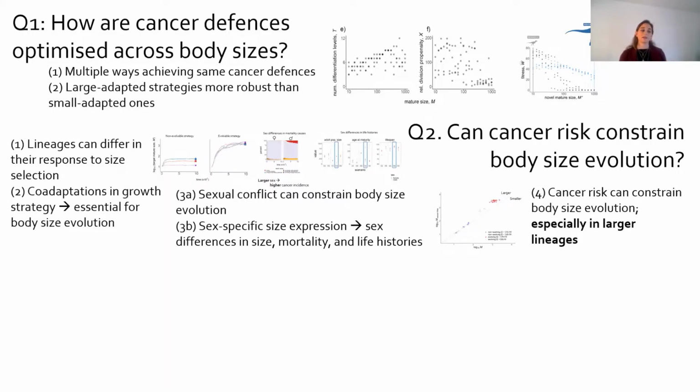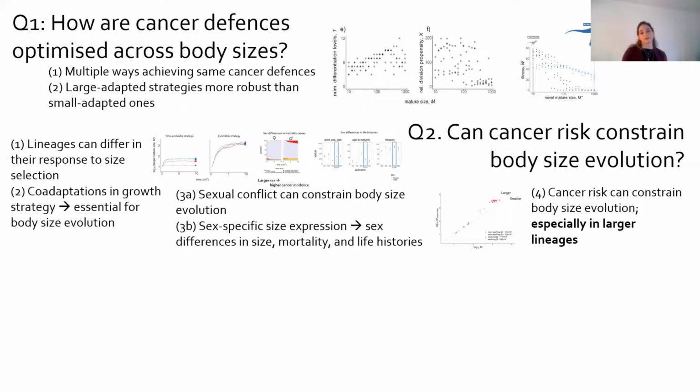Next, we asked, can cancer risk constrain body size evolution? And first showed that lineages might differ in their response to size selection depending on their pre-adapted strategy. But if we let the strategies evolve, we observe larger increases in size. So co-adaptations of cancer defenses and growth strategies might be essential for size evolution.